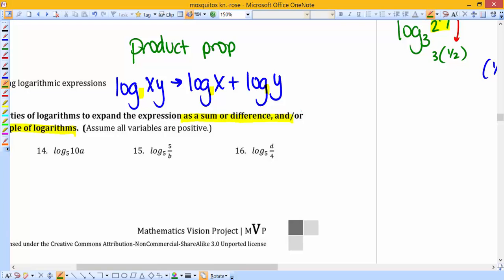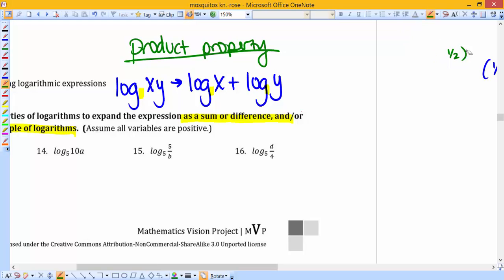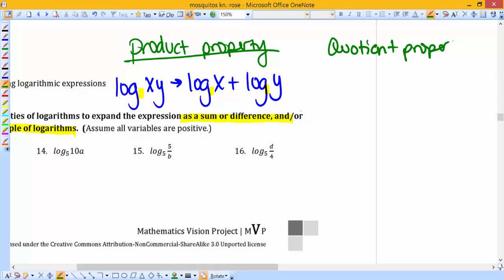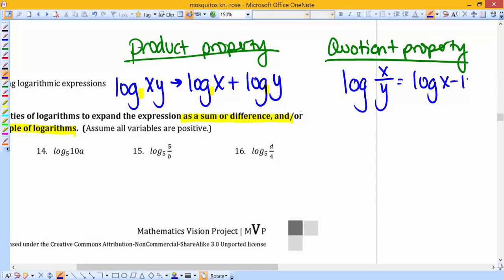Product property of logarithms. Now let's talk about the quotient property of logarithms. Quotient property. If I have the log of x divided by y, this is the same as log of x minus the log of y. And again, your base would go to all of the logs, so you're not going to change the base.